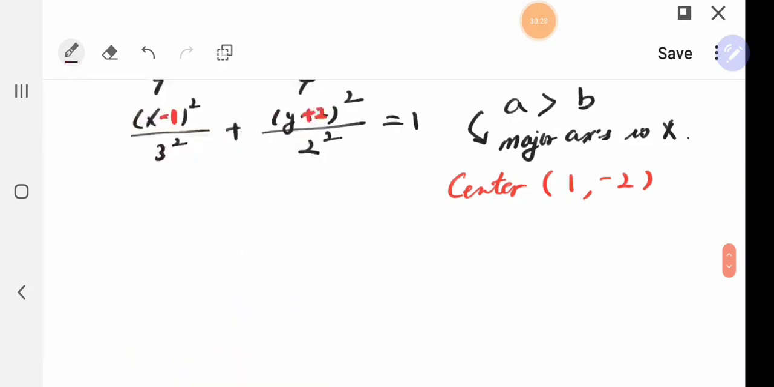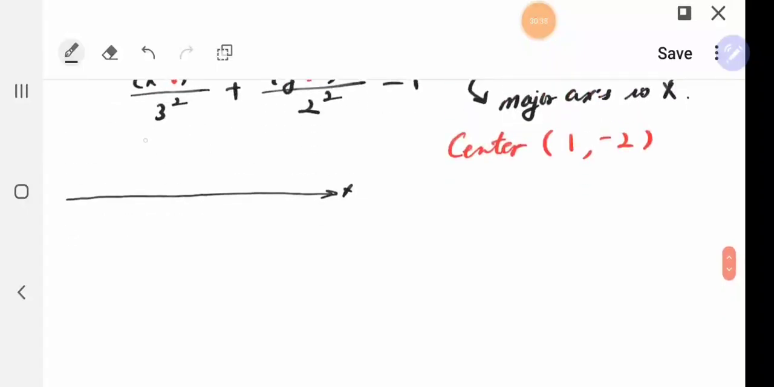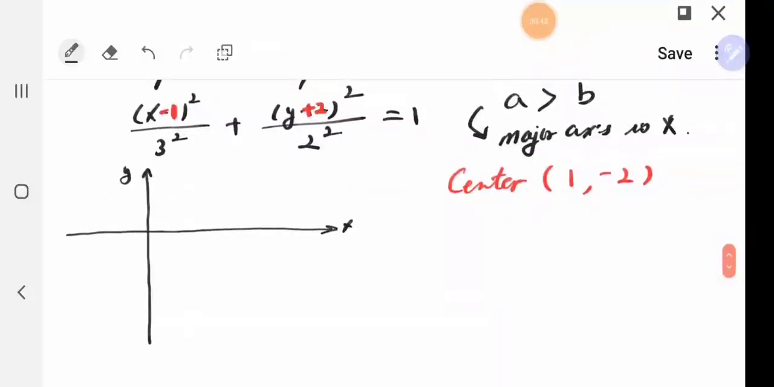So based on this, let's graph it. X-axis, here is the y-axis. Okay, the longer side is 3 and 2. So the center here is 1, 2, 3, 4, 5. It's 1, 2, 3, 4, 1, 2. Okay, the center is 1 and negative 2. So this is the center.